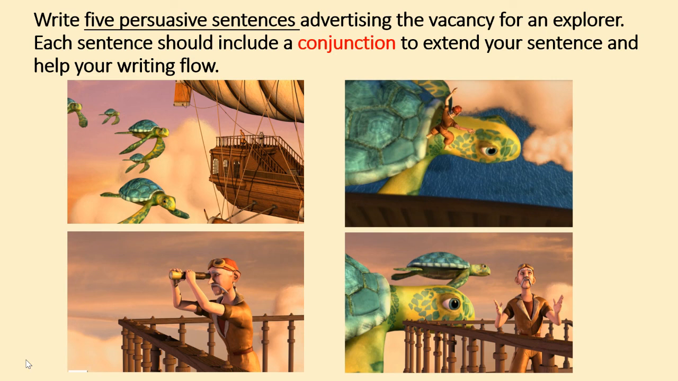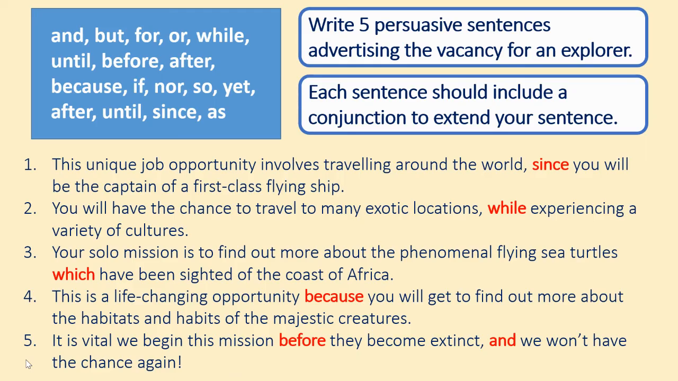Okay. So you're going to write 5 persuasive sentences advertising the vacancy for an explorer. Each sentence should include a conjunction to extend your sentence and help your writing to flow. Here is my example. Here are my 5 sentences. Each of these sentences has got a conjunction. It helps my sentences to flow. I've got a list there of the conjunctions that you could use.